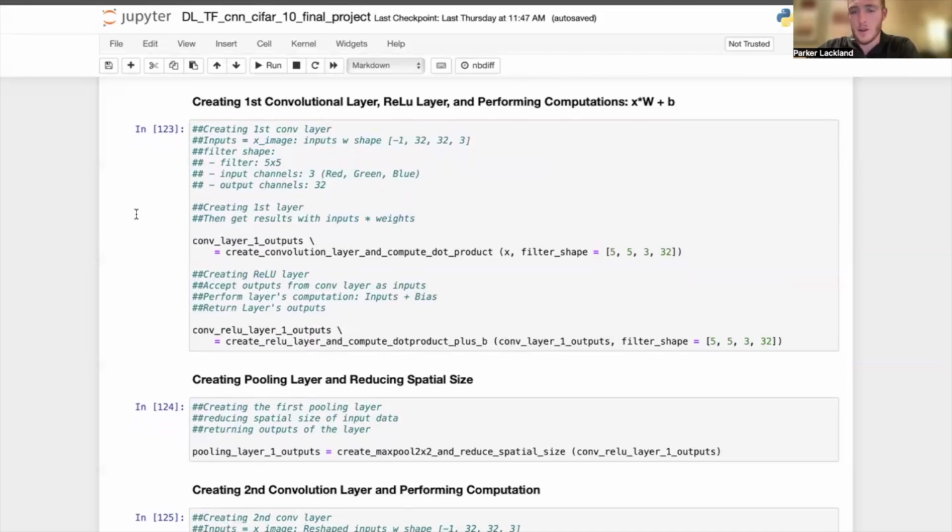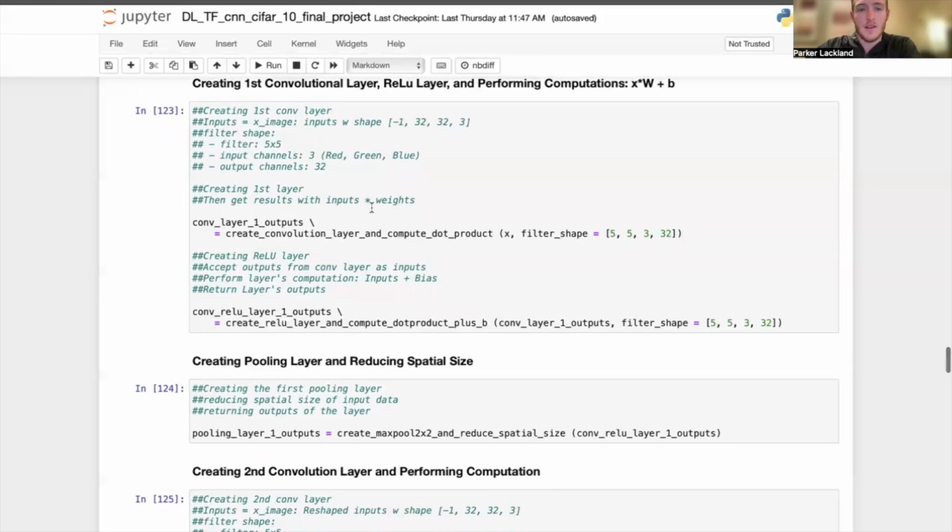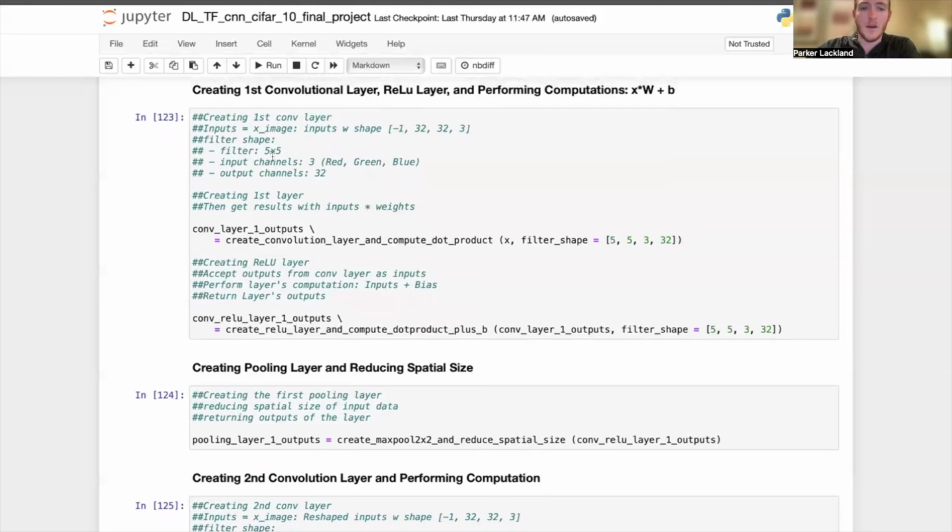Again, those computations for the first convolutional layer would be the inputs times the weights. This is the first computation that is used in that convolutional neural network algorithm. You can see that the first convolutional layer is created in this model with a 5 by 5 filter with 3 input channels, which is that red, green, blue input rather than grayscale, and 32 output channels. We create that first layer.